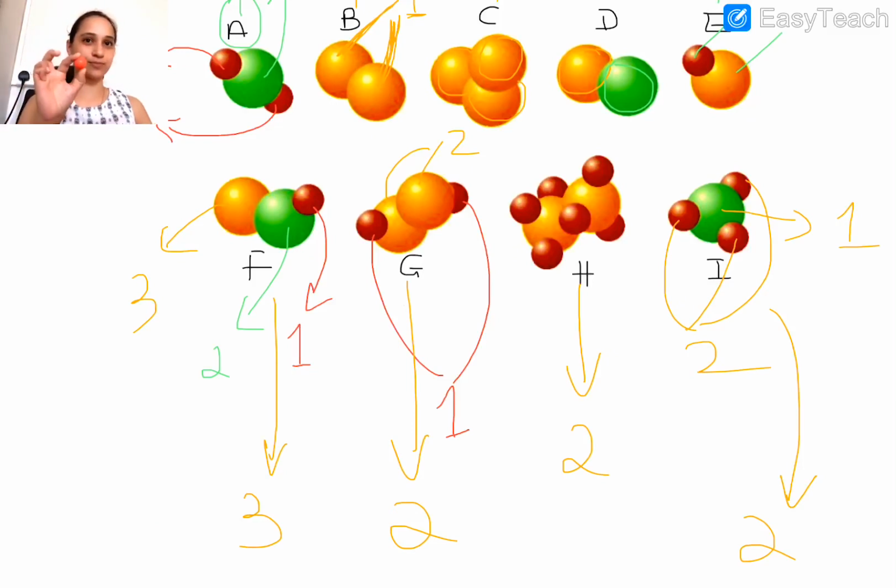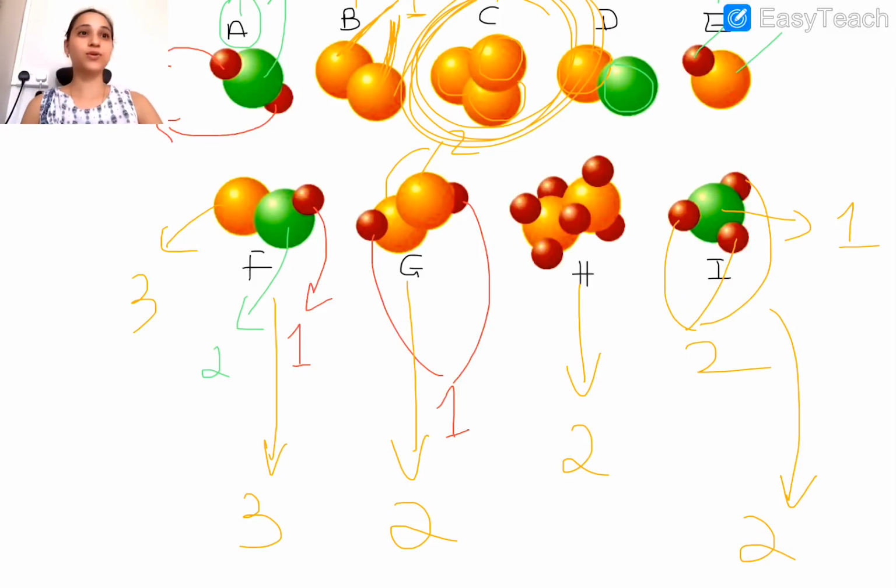This is an atom. Okay? This is a molecule. Right? So you can have a molecule with different elements, or you can have a molecule with the same elements, like this one, C. Okay? So that's the explanation for that question.